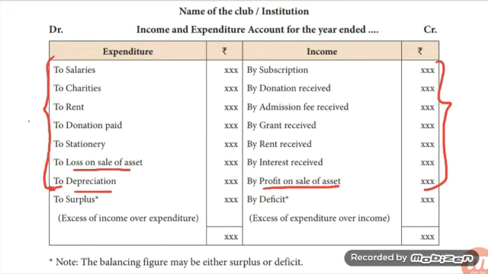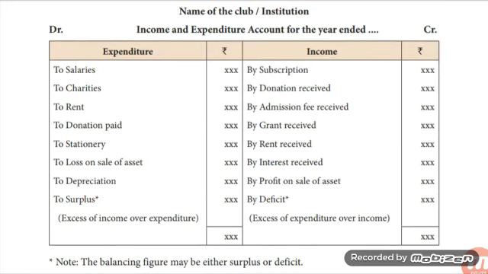While balancing income and expenditure, we will get the balancing figure. The balancing figure may be either surplus or deficit. Excess of income over expenditure is surplus. Excess of expenditure over income is deficit.